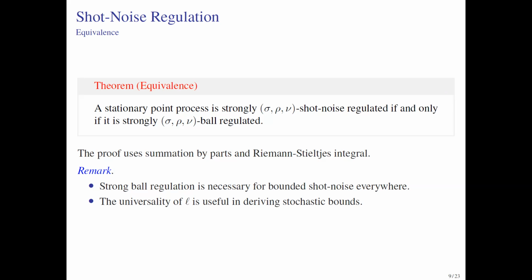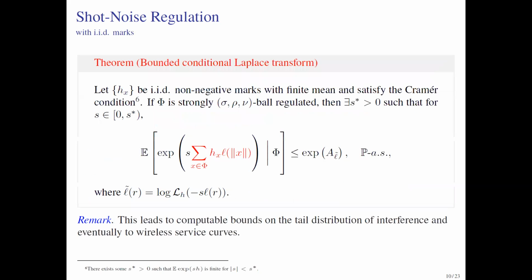The universality of the function L is useful in deriving bounds other than the shot noise regulation, which is illustrated by the following example. We consider a stationary point process, but each point is also marked with an independent mark. And now the shot noise is changed into the summation over all the points, and each of them is equipped with a mark h_x, and then this shot L_x.